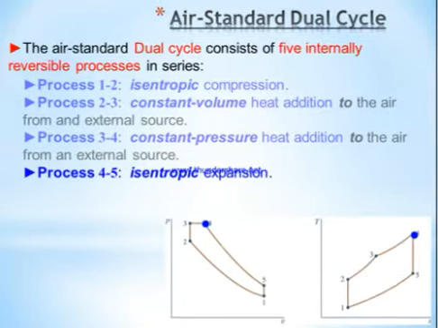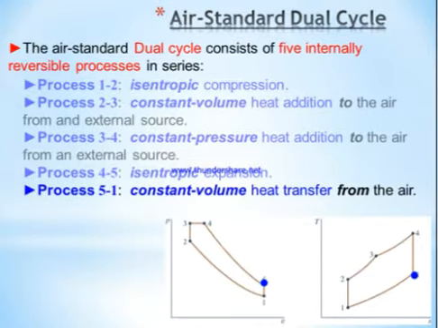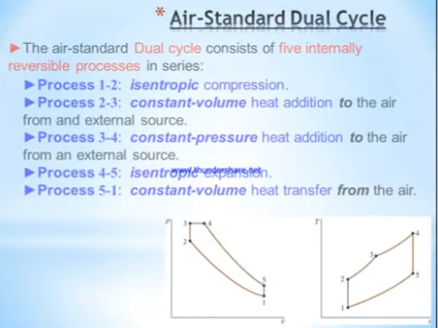And this is isentropic expansion. So here this is the output work. Isentropic expansion takes place during the 4 to 5 process, and 5 to 1 is constant volume heat transfer from the air. So here Q out takes place at constant volume. So this is all about the processes that take place in the dual cycle.